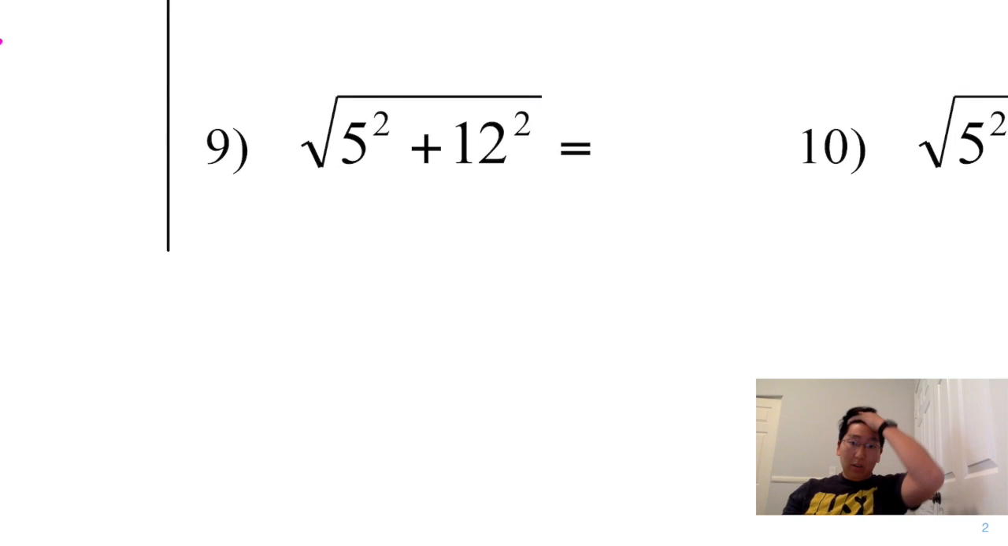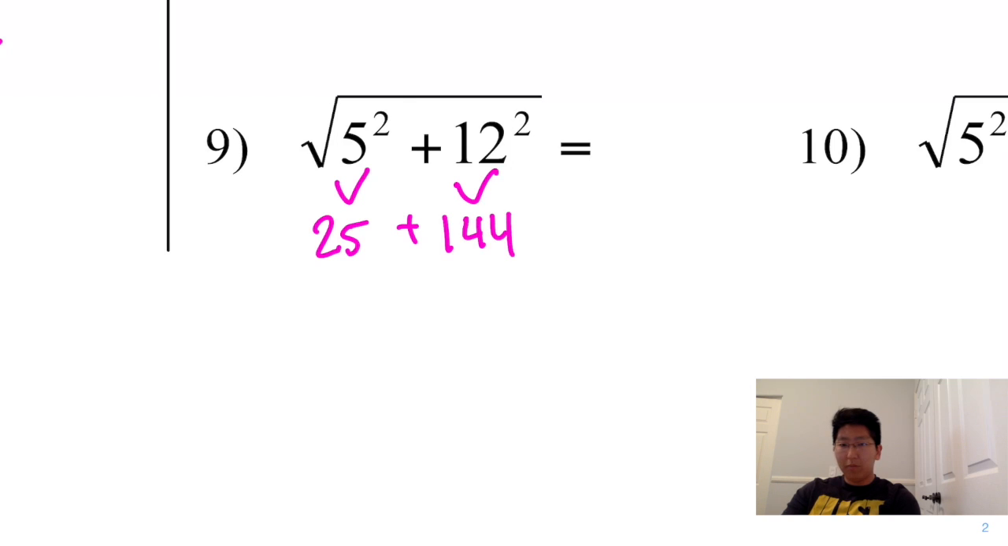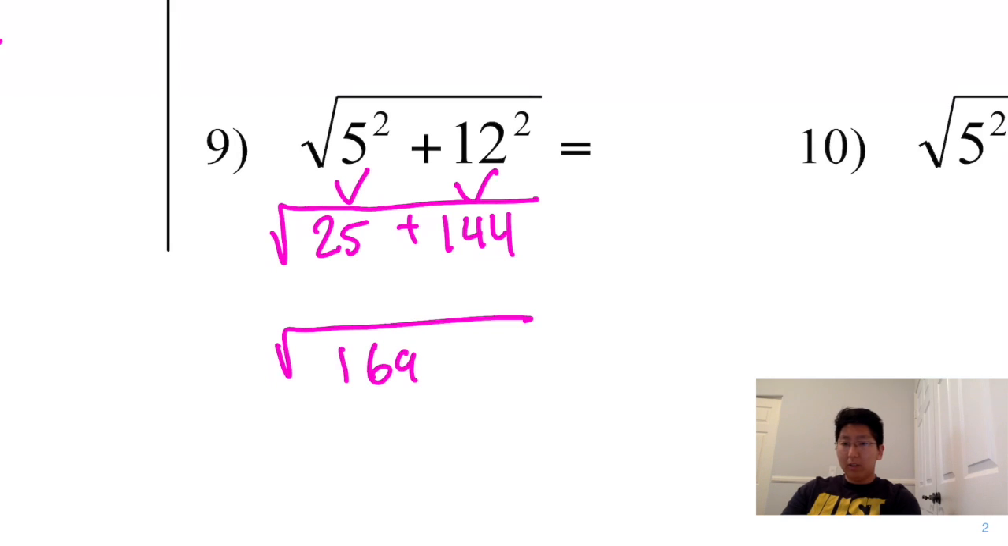Here, we'll give you some problems. 5 squared, I'm going to answer that to be 25, plus 12 squared is 144, and that's all underneath the square root. What's 25 plus 144? Quick. 169. And the square root of 169 is 13.